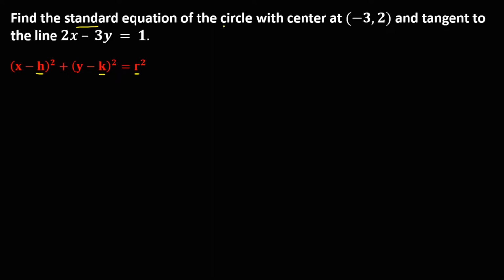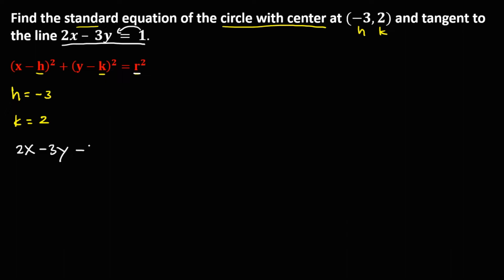Since we have this given center of the circle, this one is h and this one is k. So h is equal to negative 3, and k equals positive 2. Then using this equation of the tangent line to solve for r, we have 2x minus 3y. Then we need to transpose this positive 1 to the left. So this becomes negative 1 equals 0.